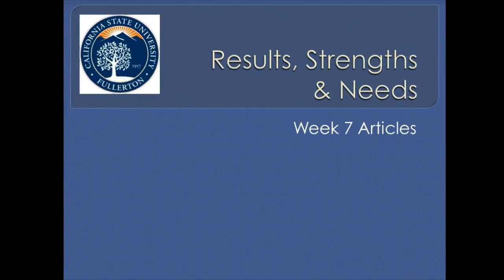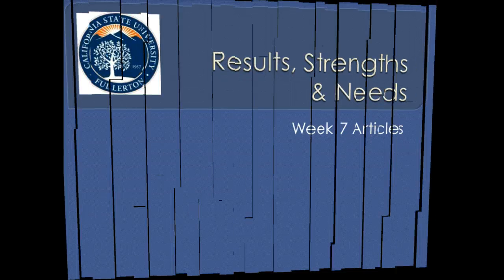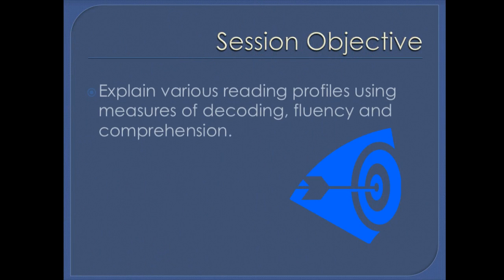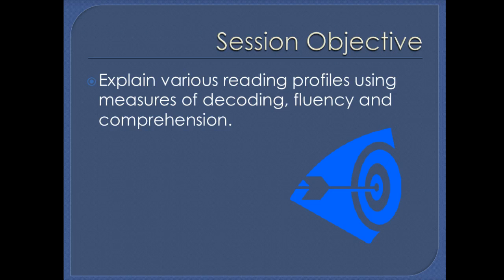Okay, so for this lecture this week, we're going to be going over the articles that you are to read. We're going to discuss the results, the strengths, and the needs of these student profiles. All right, so our objective this session is to explain various reading profiles using measures of decoding, fluency, and comprehension. All right, so we're going to dive into the article, I'm Not Stupid.